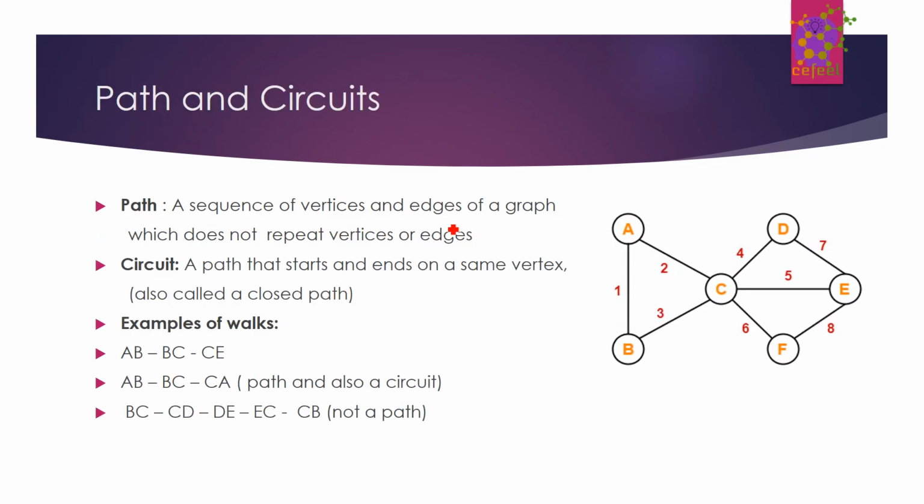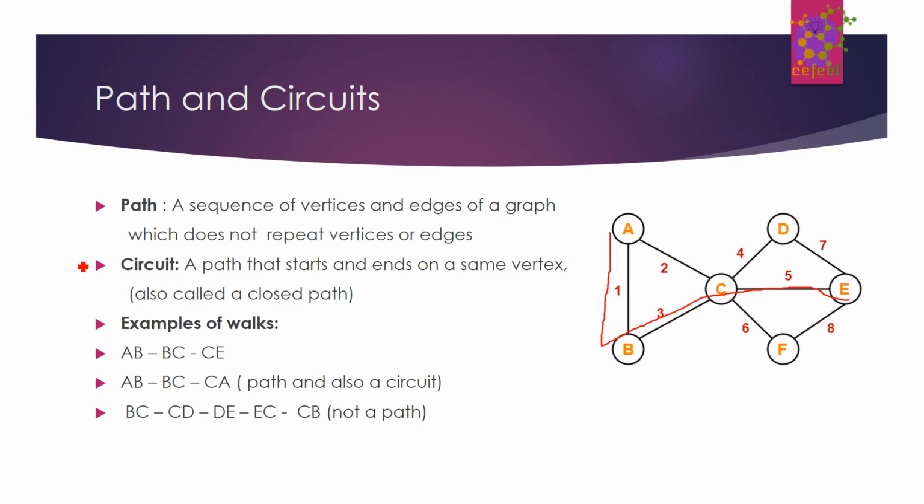Now let's see what a path is. A path is a walk, of course, but remember, a path is a walk where we are not allowed to repeat vertices or edges. So it's a sequence of vertices and edges which does not repeat vertices or edges. An example of a path is AB, BC and CE. We have only covered every vertex once and we haven't repeated any edges. Now remember, we are also allowed to repeat one vertex, which is the originating vertex.